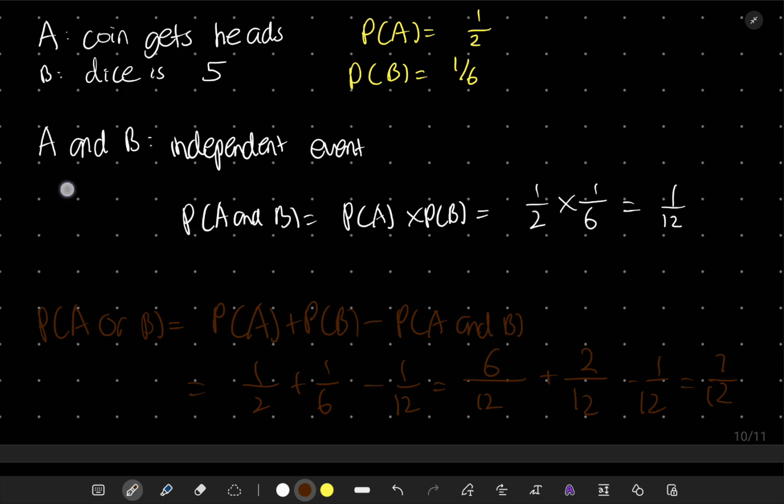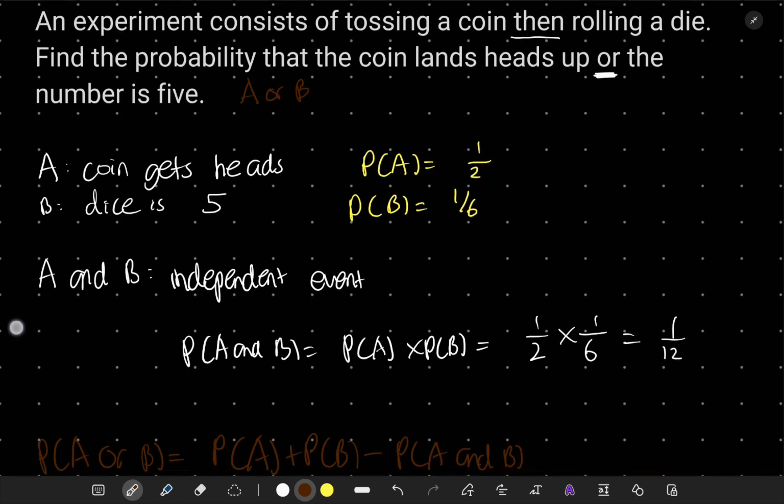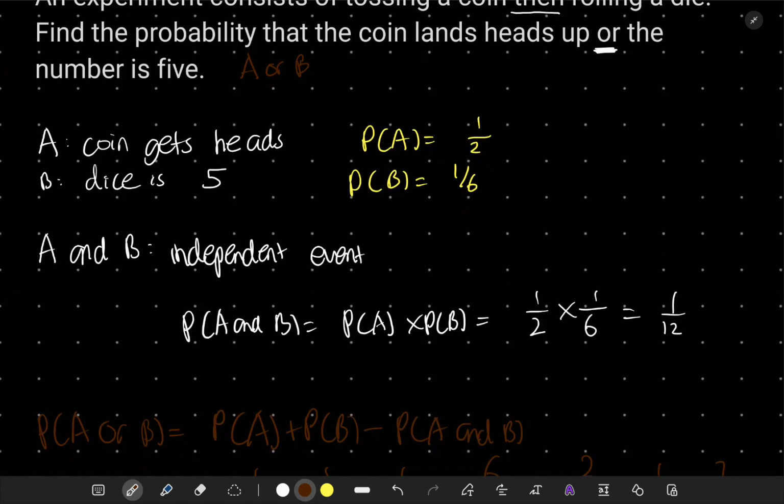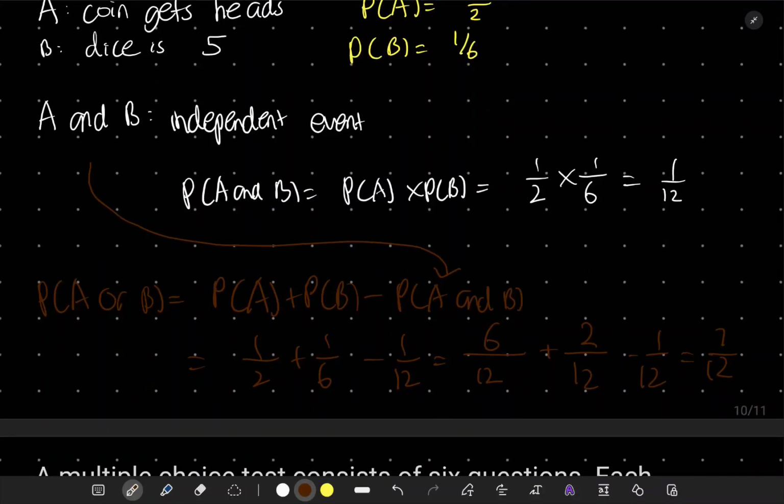So I'll go over this problem again because I went a little bit fast. Tossing a coin, then rolling a die. I notice I have to do or, so I'm going to find A or B. I had to label what is my A, what is my B. A is the coin getting heads. B is the die is 5. I calculate those separate probabilities. But then I know in my equation I have to get A and B, right? So this is what this is. And because A and B are independent events, I can roll heads and I can still get the die as being 5, so I'm going to multiply those probabilities together. Therefore, I get that.